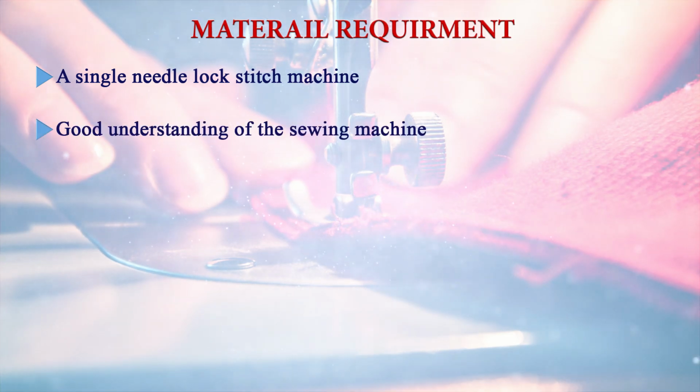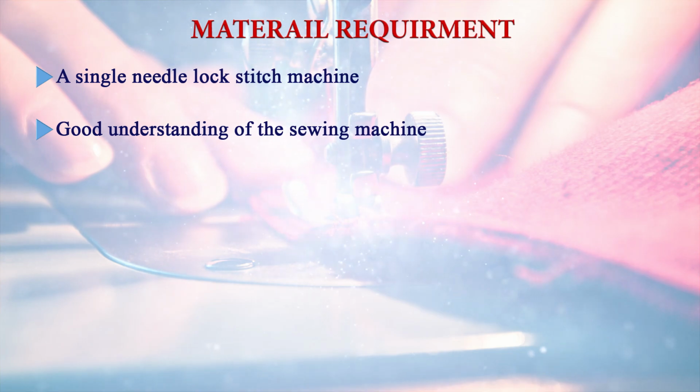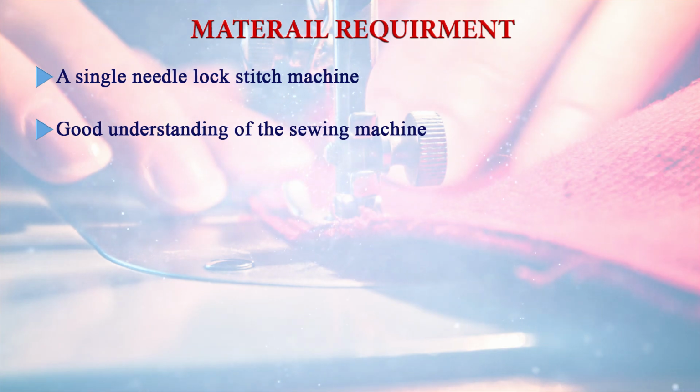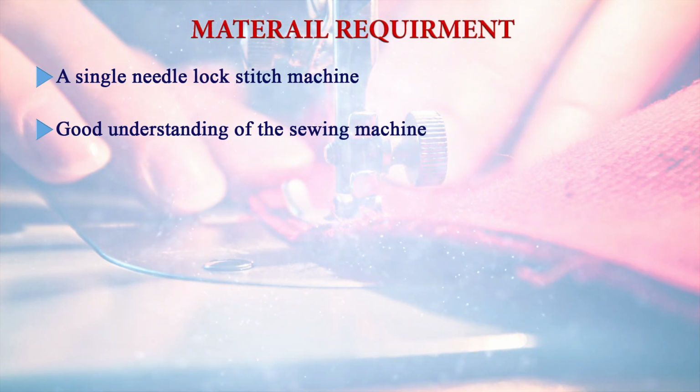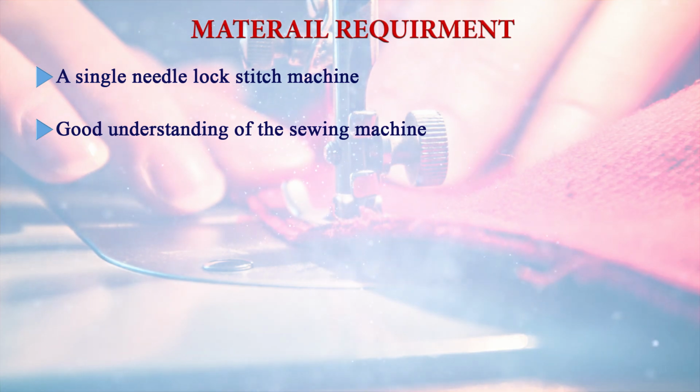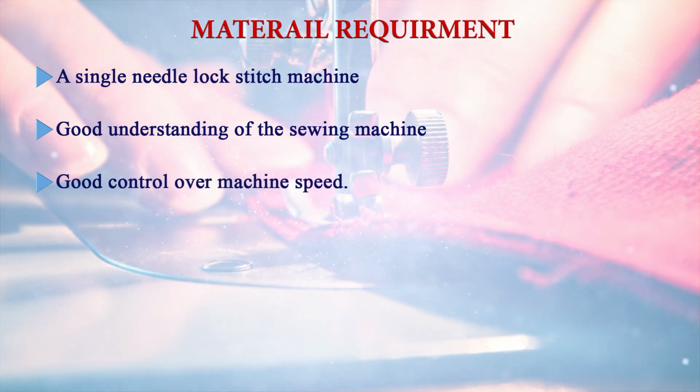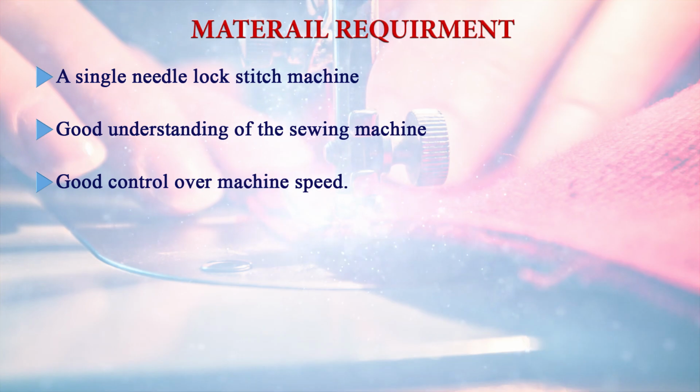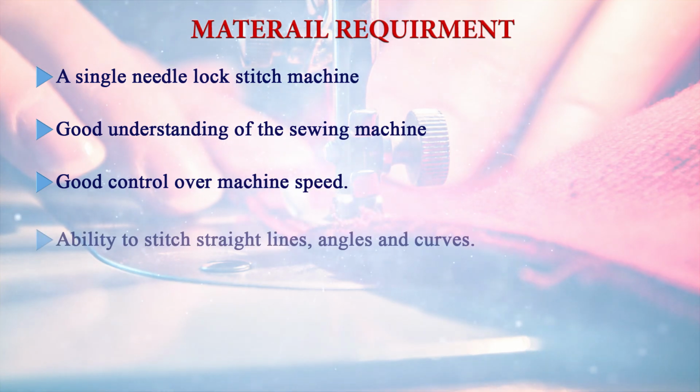Then you need to have a good understanding of the sewing machine. In the earlier activity we discussed every part and function of the sewing machine and the safety measures for handling it. Before doing this activity you should have good control of the earlier activity, and a better understanding, to perform this activity very well. You should also have good control over the sewing machine speed, which you practiced in the last activity, and the ability to stitch straight lines, angles and curves.